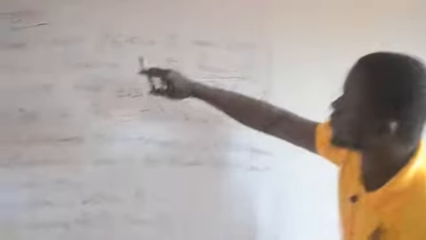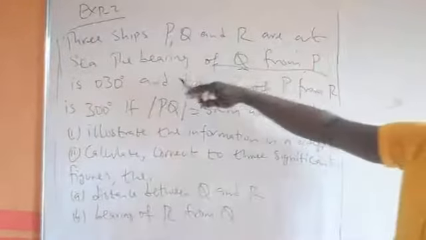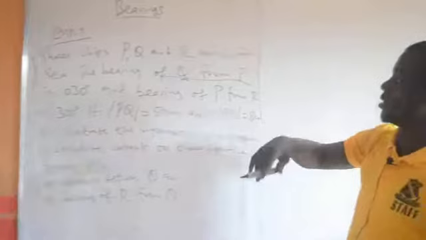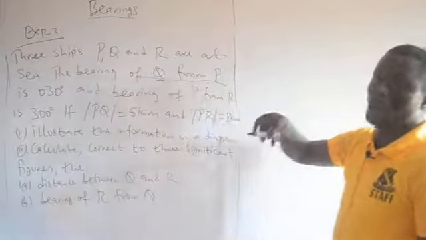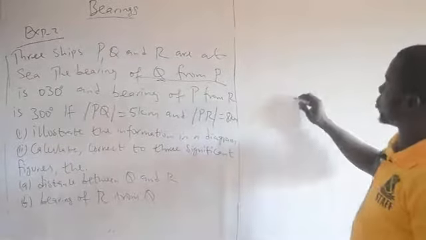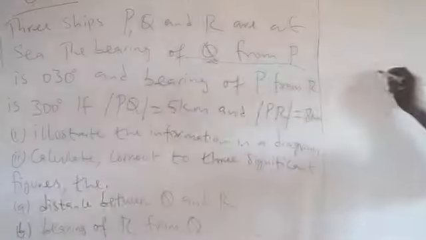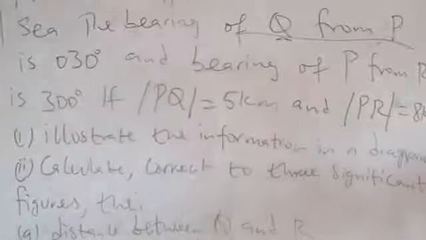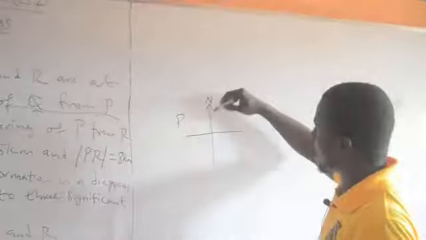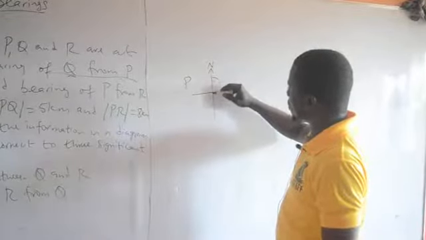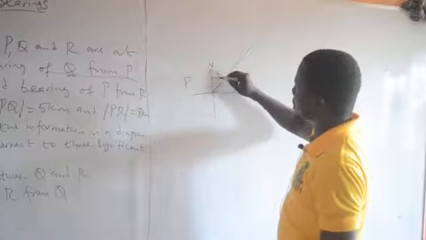So example 2, the question is three ships P, Q, and R are at sea. The bearing of Q from P is 30 degrees. Q is coming from where? From P, 30. So let's assume this is our point P. This is the north. Q is coming from where? From point P. Alright. And it's 30 degrees. So from here to this place, call it what? 30 degrees.